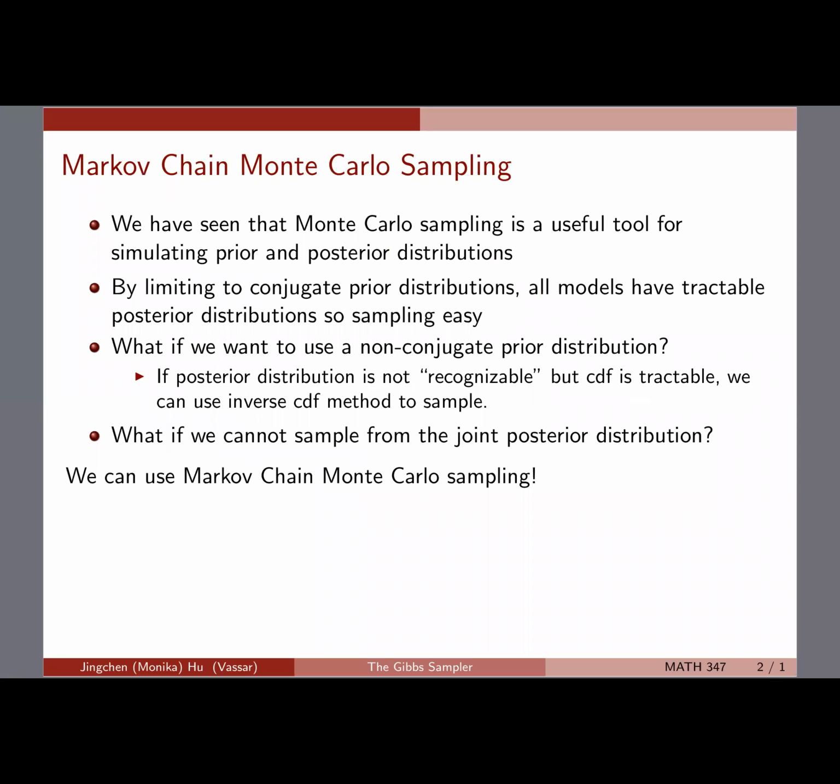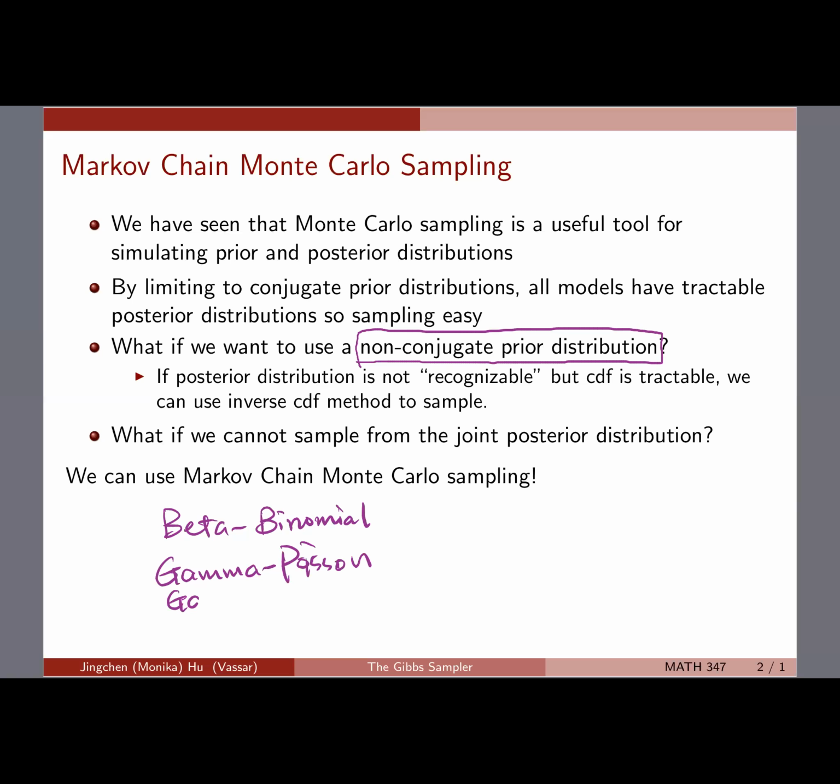Another thing I guess will be interesting to highlight before we start is for the Monte Carlo approximation that we have done before, we're looking at conjugate priors most of the cases, okay? So the examples that we did: beta-binomial, gamma-Poisson, gamma-exponential, and then for the normal case we have the normal-normal. This is the one parameter case.